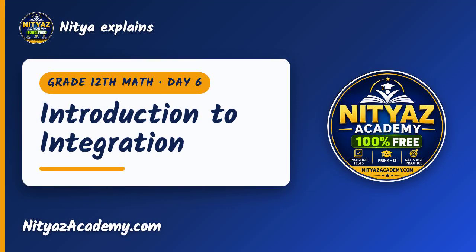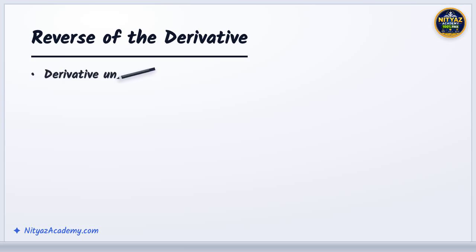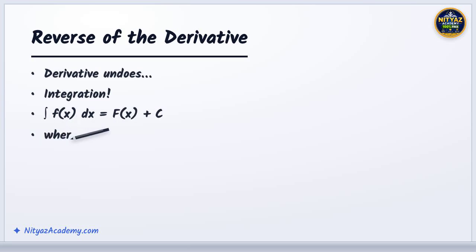Let's learn Introduction to Integration together, step by step. Integration is differentiation run backwards. If a derivative takes a function down to its slope function, an integral climbs back up to the original. We write the integral of f of x dx equals capital F of x plus c, where F is the function whose derivative is f.